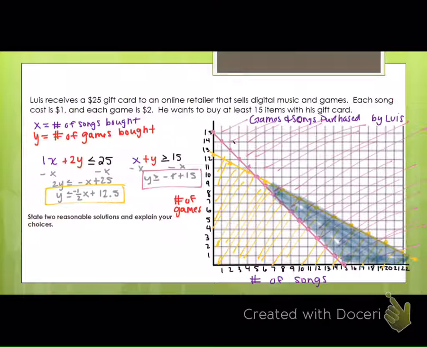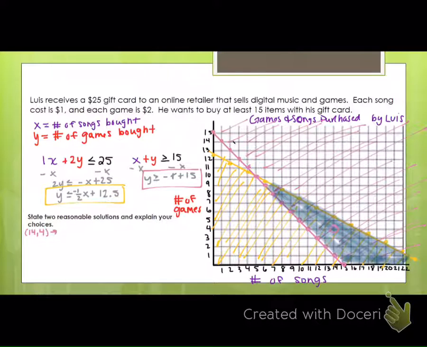So it says, we're just going to state one reasonable solution. So give me a reasonable solution. A solution is within the shaded region. So Emma, give me a solution in the shaded region here. So 14, 4 is in the shaded region. It works. It's in the region.